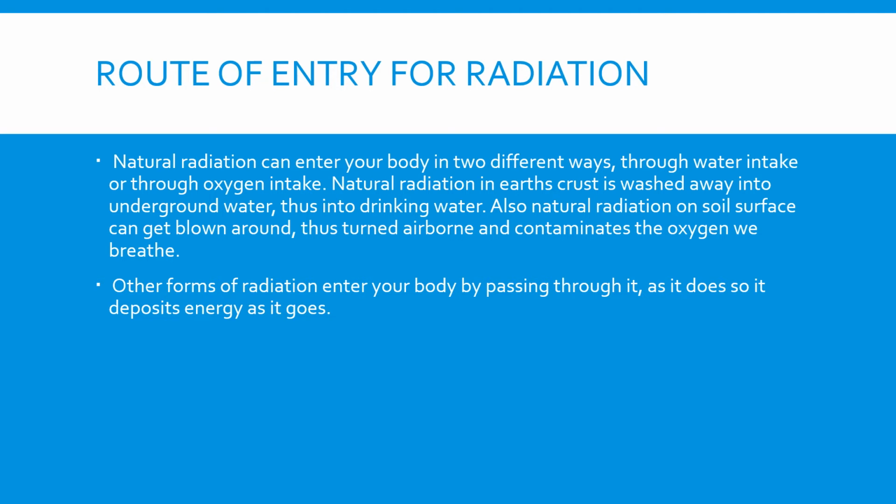How does radiation enter our body? Natural radiation can enter your body in two different ways, through water intake or through oxygen intake. Natural radiation in Earth's crust is washed away into underground water, thus into our drinking water. Also, natural radiation on Earth's soil surface can get blown around, thus turn airborne, and contaminates the oxygen we breathe. Other forms of radiation can enter your body by passing through it, and as it does, deposit energy as it goes.